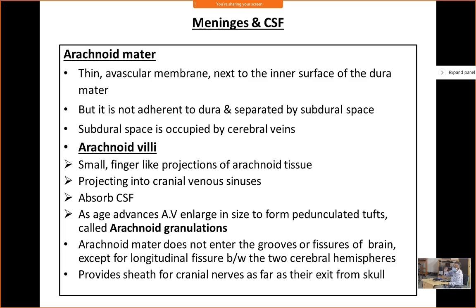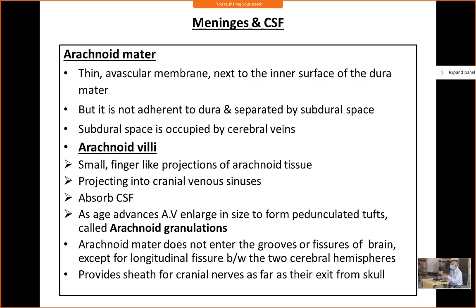Above the arachnoid mater we have a space called the subdural space, and below the arachnoid we have a space separating it from the pia mater, called the subarachnoid space. The subdural space is mostly occupied by cerebral veins. Subdural means above the arachnoid. Then arachnoid villi. Villi are finger-like projections, small finger-like projections of arachnoid tissue.